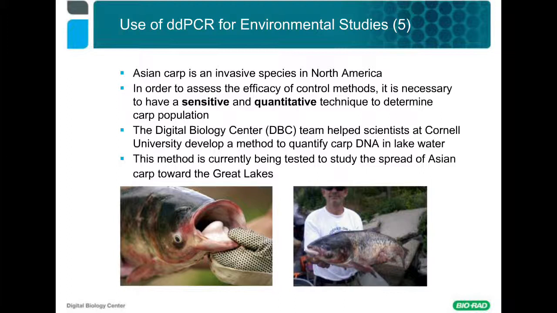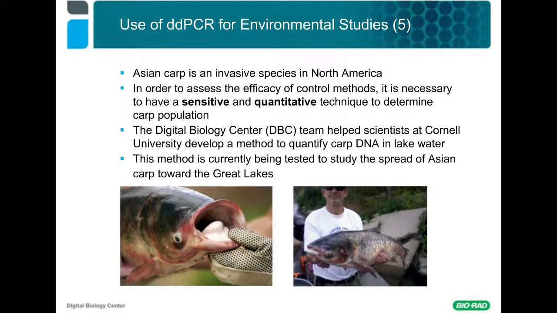Several ecosystems have been endangered by the carp. The Army Corps of Engineers in 2012 was actually tasked to stop the spread of the carp. But in order to assess the efficacy of any control method, it was necessary to have a sensitive and quantitative technique to determine the carp population.